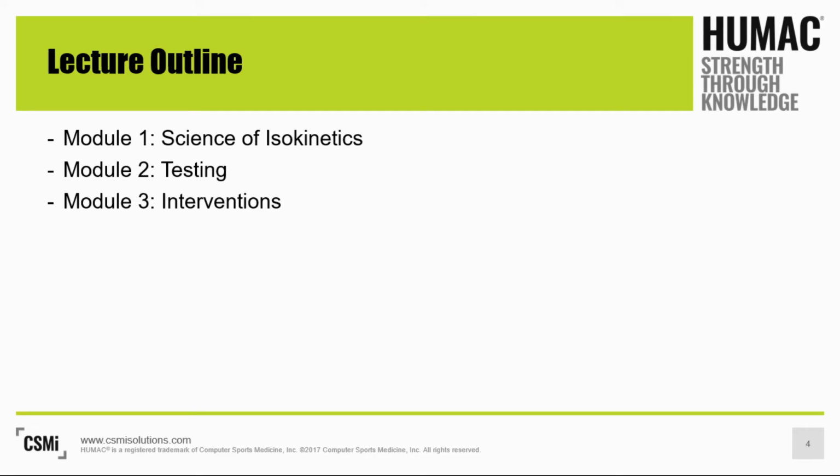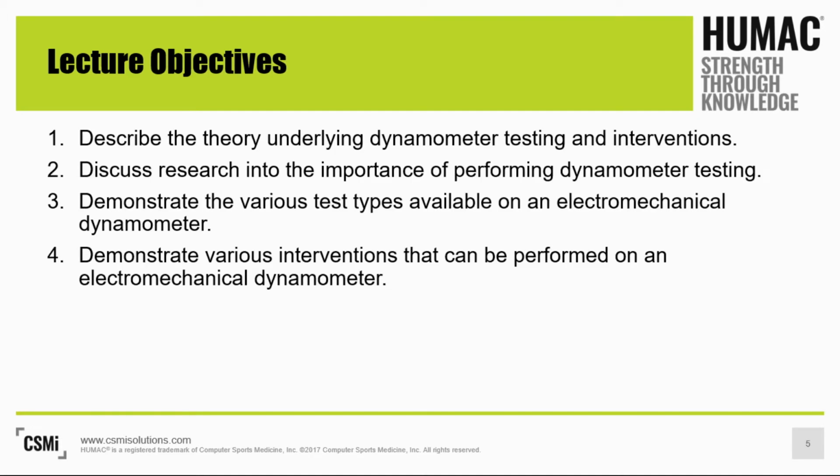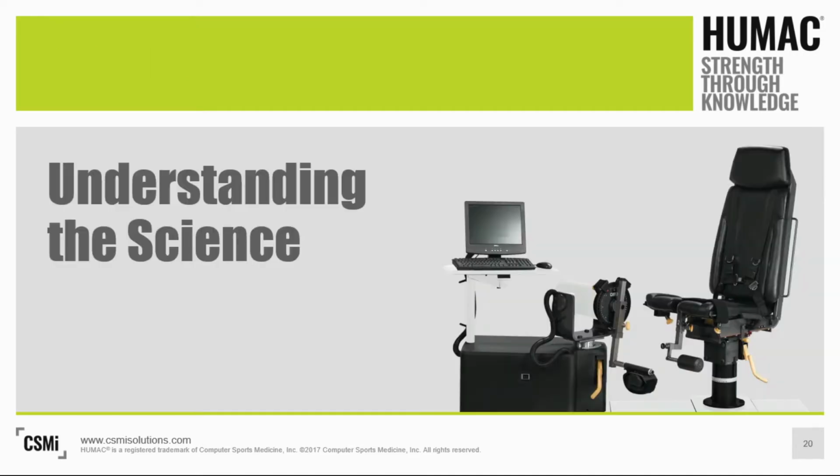This lecture is broken up into 3 modules. In the first module, I'll discuss the science and theory of isokinetics. In Module 2, we'll go into testing, and in Module 3, we'll discuss interventions. The lecture objectives are to describe the theory underlying dynamometer testing and interventions, discuss research into the importance of performing dynamometer testing, demonstrate the various test types available on an electromechanical dynamometer, and demonstrate various interventions that can be performed on an electromechanical dynamometer.